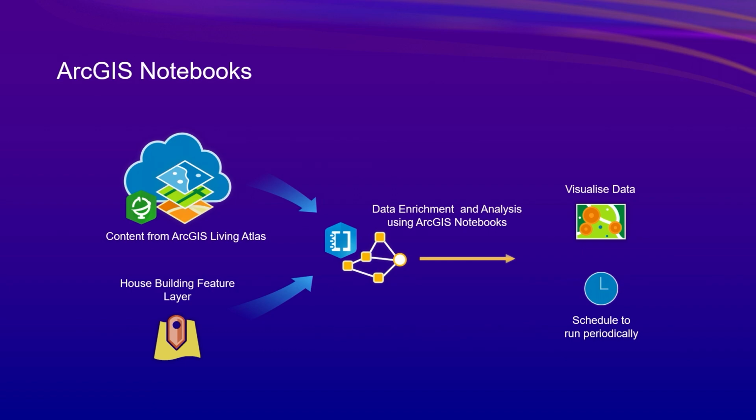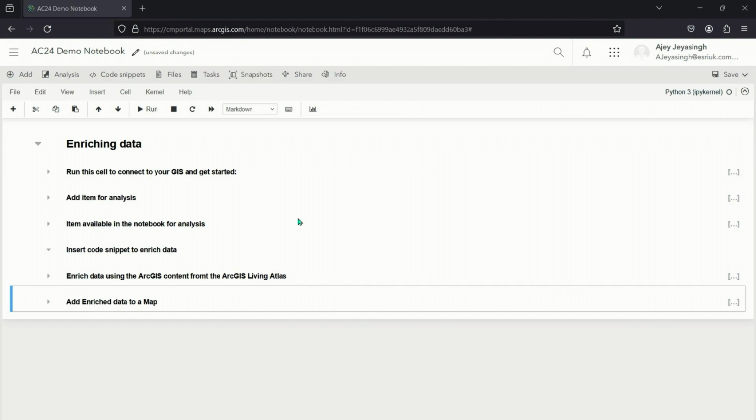So now let's consider a scenario where the house building hosted feature layer that James created using data pipelines needs to be enhanced further to include demographic information like population. Content from the Living Atlas can be used to enrich data in ArcGIS notebooks using ArcGIS API for Python. So here in this notebook, I'm going to show you how to enrich data that James showed earlier.